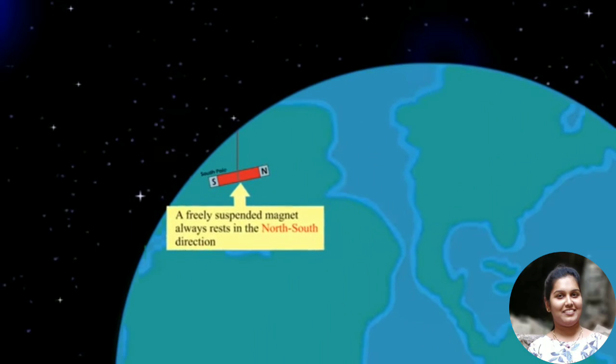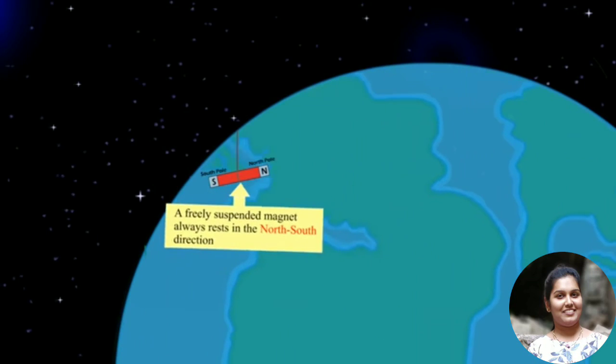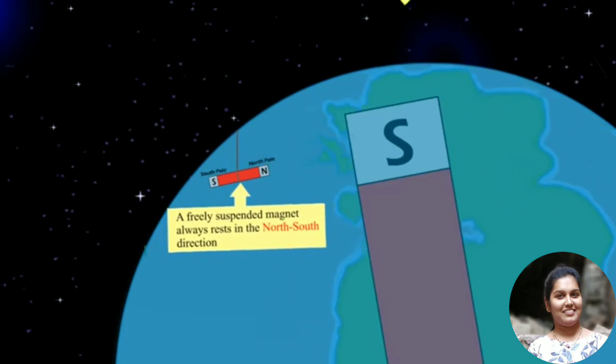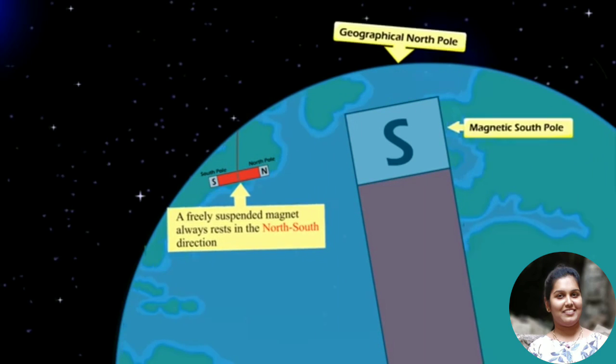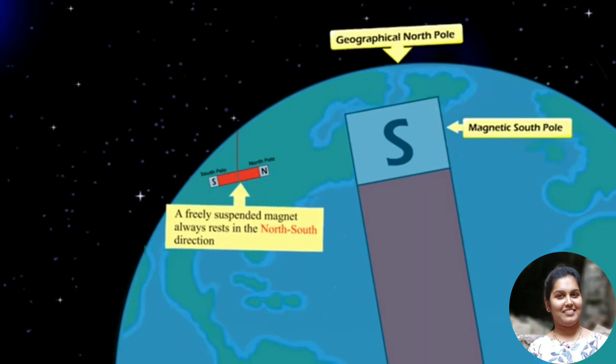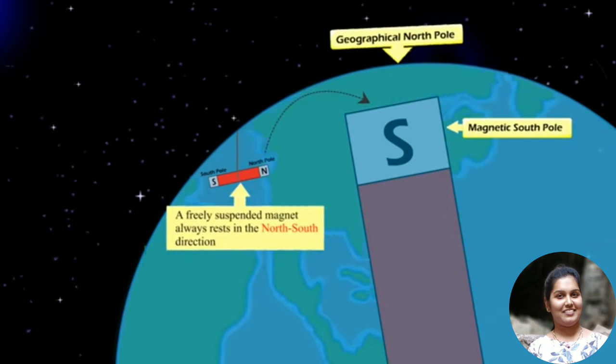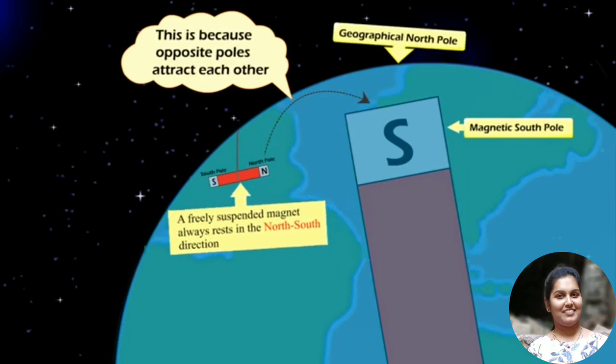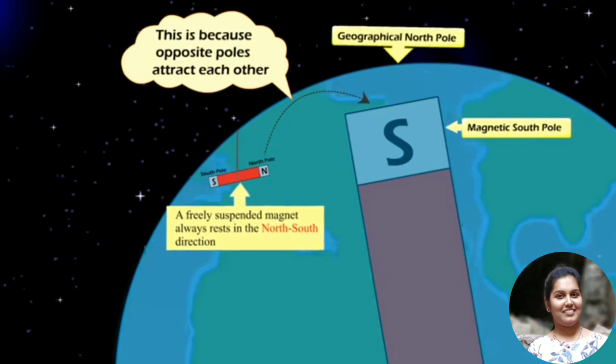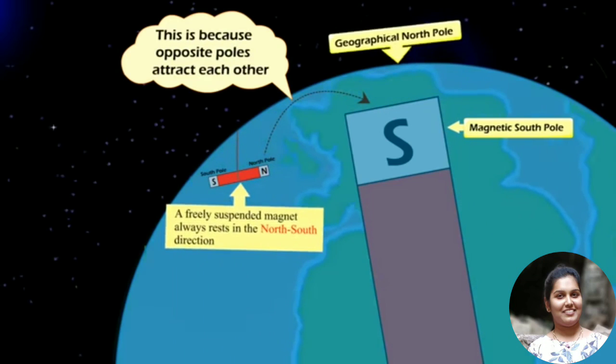The freely suspended magnet always rests in the north-south direction. This is because opposite poles attract each other.